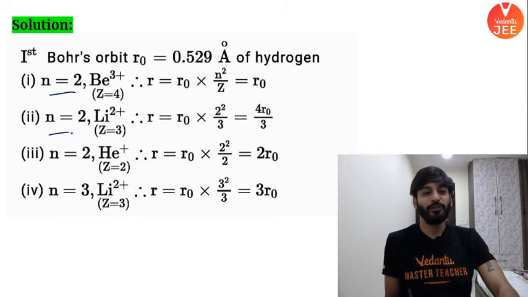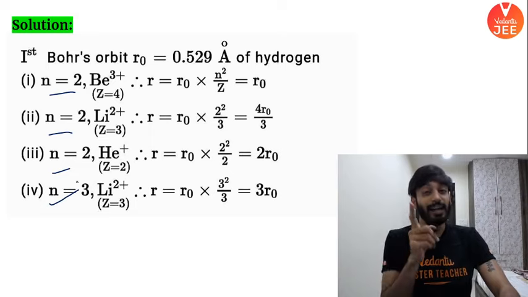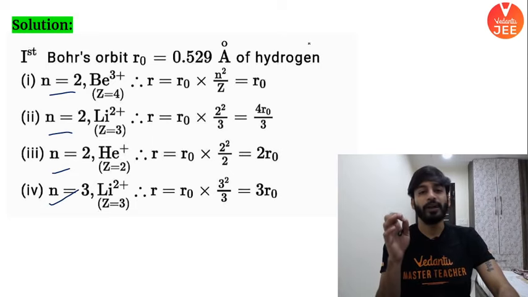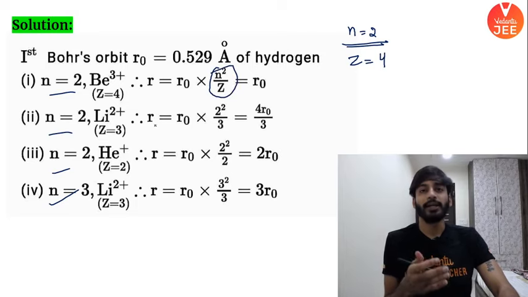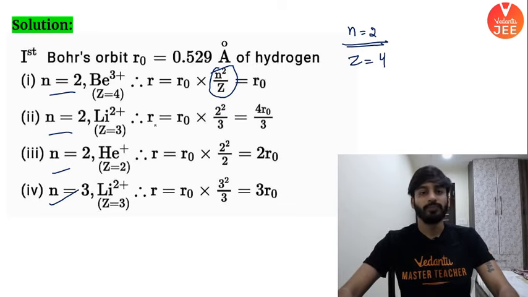You just have to be careful with the n values. Z values are also important because the formula of your r is 0.529 n squared by Z. If I take beryllium, they have said the second shell, n equals 2, and the atomic number of beryllium I know is 4. So automatically this factor would be cancelled and you will get the radius the same as the first orbit of hydrogen, okay?